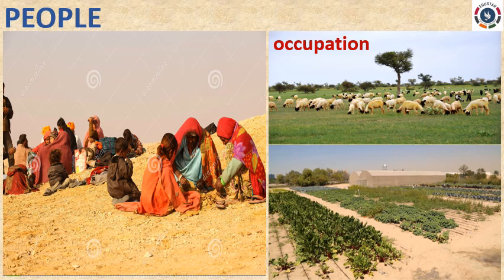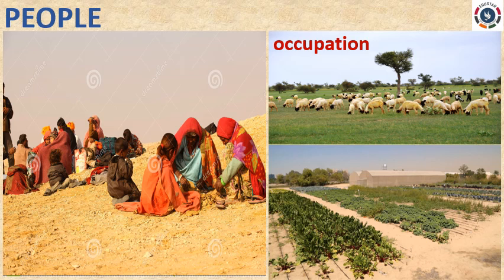Now we will see life in the desert. Very few people live in the desert. They can survive only where water is available. The peoples of the hot deserts are usually called nomads who travel from one place to another. Now we will see some names of tribal groups.